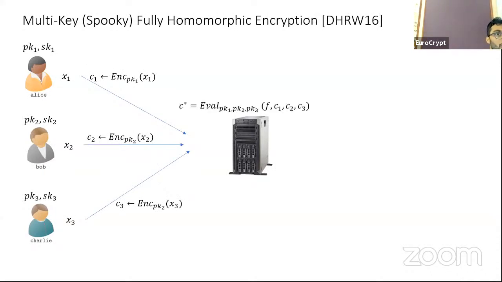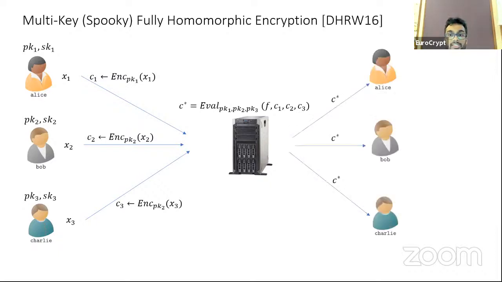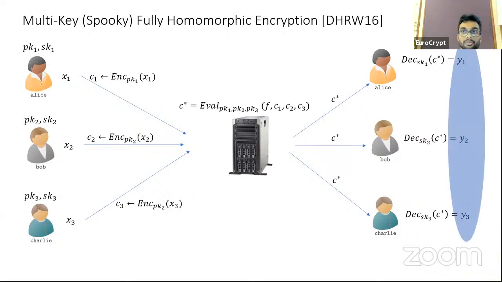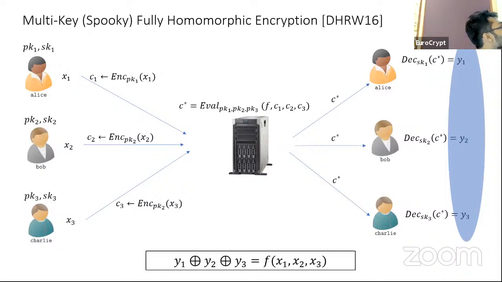Server can then do a homomorphic evaluation of the ciphertext under the joint public key of all the clients, and then send out ciphertext to all these parties. These clients using the secret key can locally decrypt this ciphertext and compute what is known as a partial decryption. Now, the crucial property is that these partial decryptions add up to the output of the actual function.